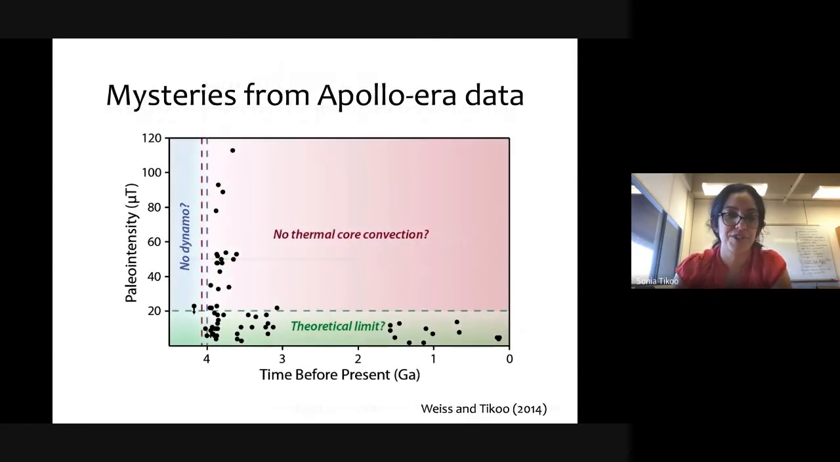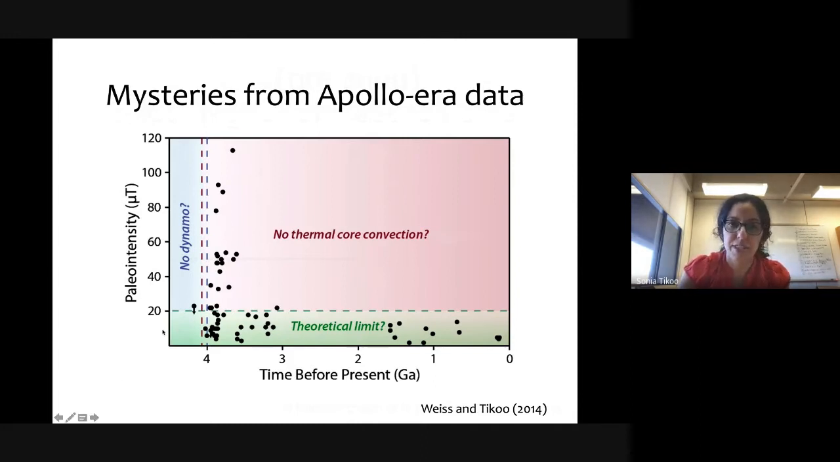So there were some questions that were left over at the end of the Apollo era. One, we didn't have much data before 4 billion years ago because there just weren't that many rocks collected from that age range that were suitable for paleomag studies. So we didn't know what the state of the earliest dynamo was.